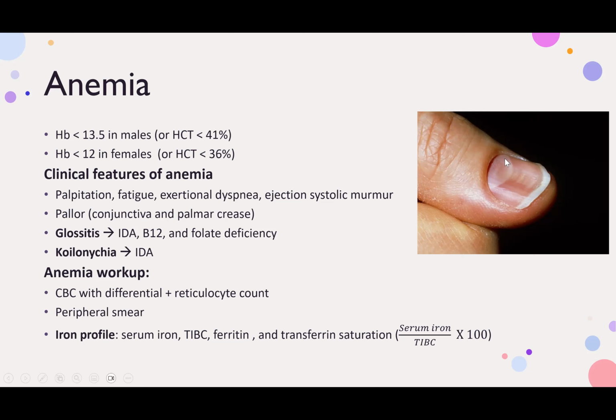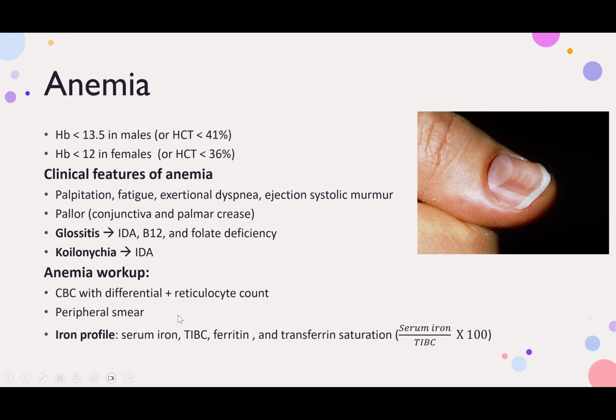When you see koilonychia, it means iron deficiency anemia. All right. Now, what do you do for any basic anemia workup? You do CBC and reticulocyte count and peripheral smear and iron profile. Now, depending on macrocytic or microcytic anemia, you may also order B12 and folate. Okay? This is the basic for any anemia. You will do CBC, reticulocyte, iron profile, B12 and folate, and peripheral smear.